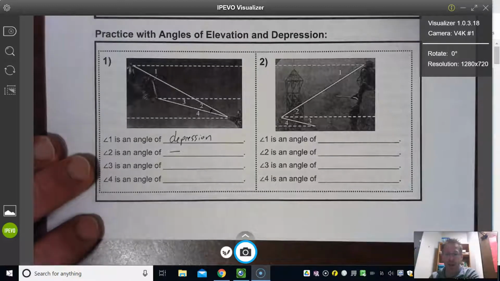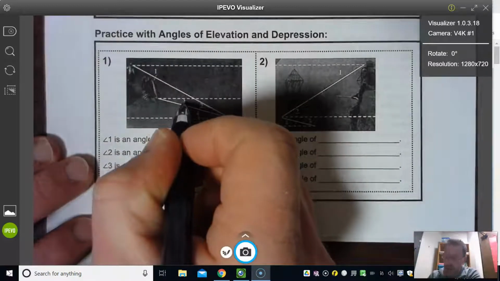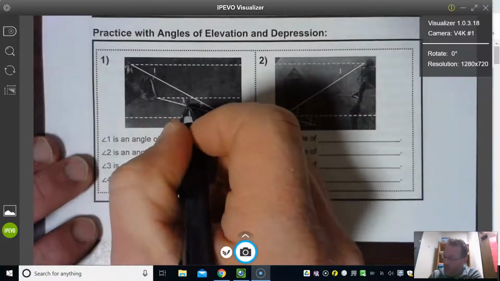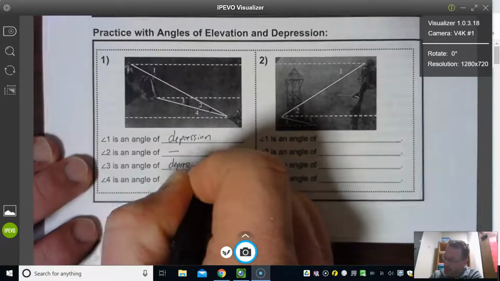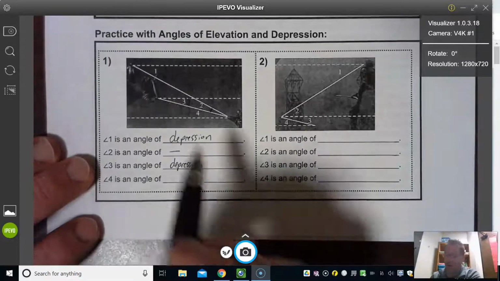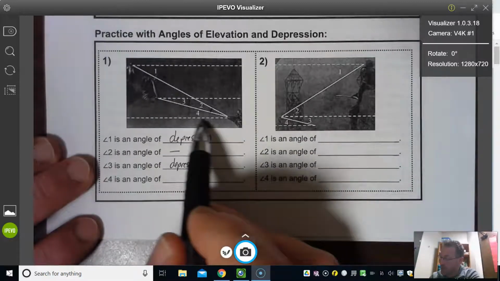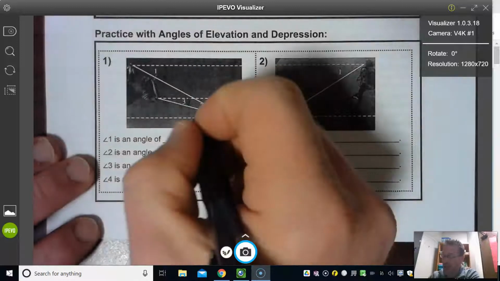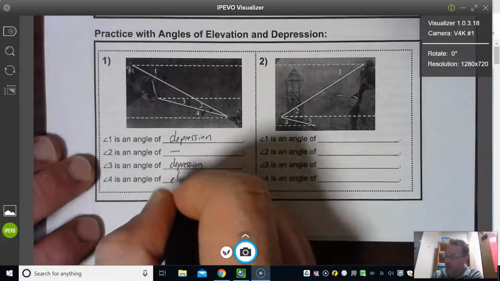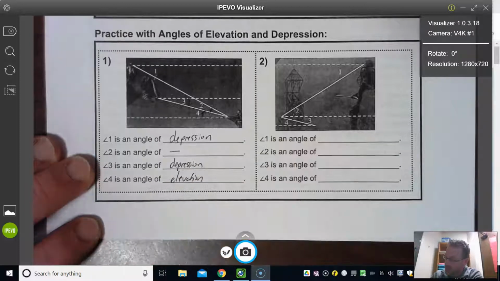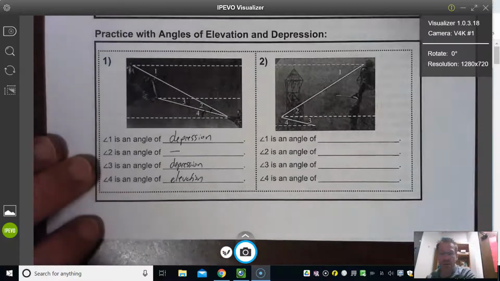Now if I look at angle 3, angle 3 is touching a horizontal, and once again, from the horizontal down, so that would also be an angle of depression. Now find angle 4. Angle 4 is touching this horizontal, and it's going up from that horizontal, so that's an angle of elevation. So why don't you pause the video real quick and do problem 2 here, and we'll see how you do with this.